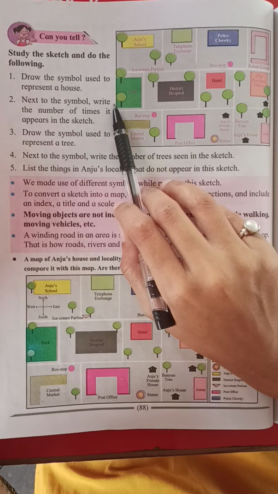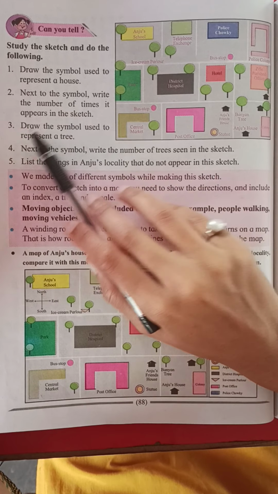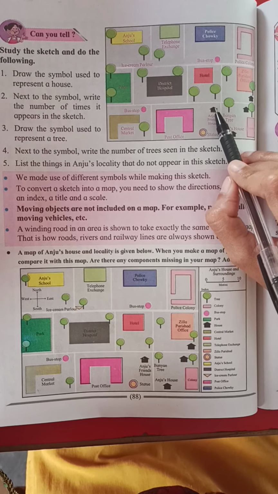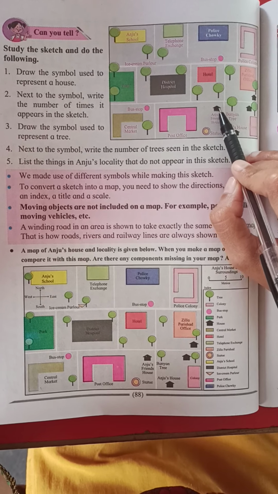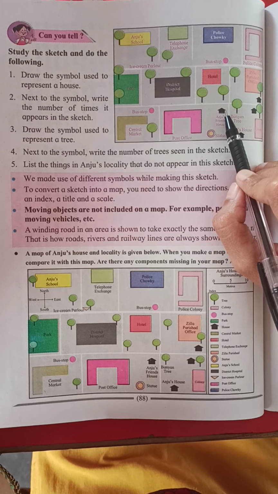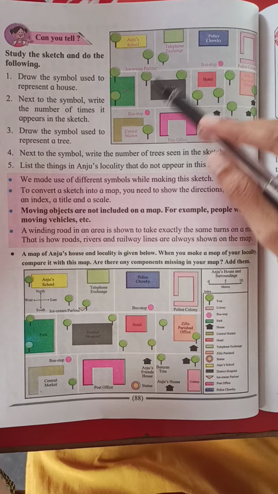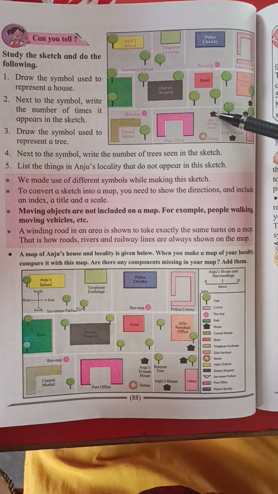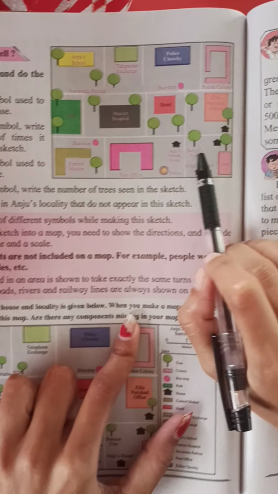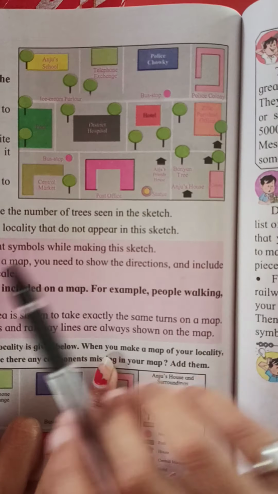Next to the symbol, write the number of times it appears in the sketch. Now we have to see which is the symbol. It is the symbol which is representing the house, and we have to write the number of times it is appearing in the sketch. Means how many times it appeared in the sketch. See, 1, 2, 3, 4. It appeared 4 times in the sketch.